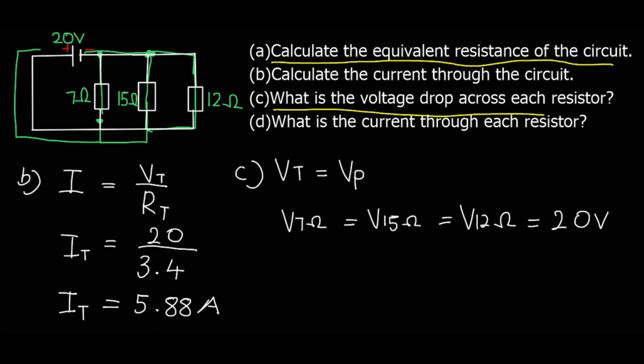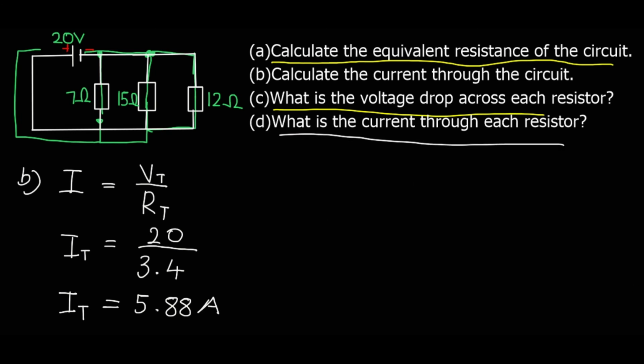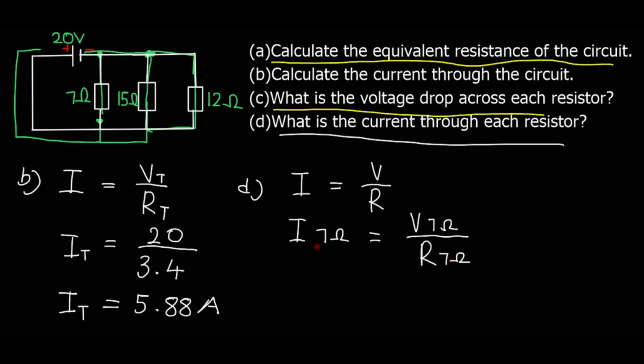Now part D: what is the current through each resistor? We want the current for this resistor and this resistor. So we will use this formula: I equals V over R. Because we want the current for each resistor, take the 7 ohms: I 7 ohms is equal to V 7 ohms divided by R 7 ohms, because they always correspond. I will calculate the current for 7: voltage over resistor, therefore 20 divided by 7, which is 2.857.